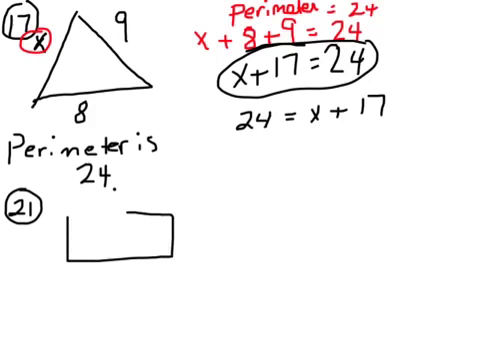Number 21 has a rectangle, and they label all the sides. And the sides are either 8 or x. And they want us to write an equation, and they tell us it's a rectangle, and they tell us the area is 40.